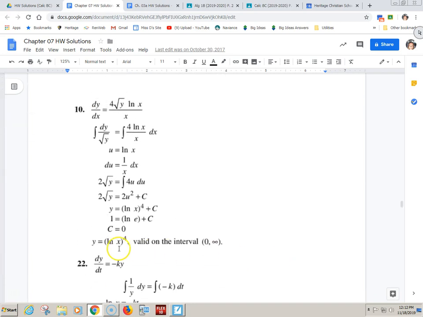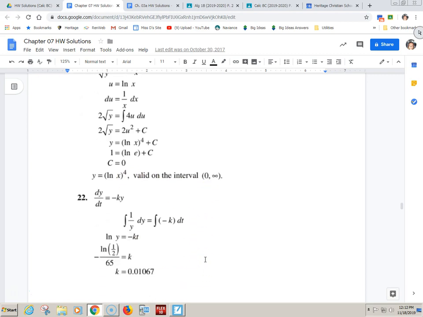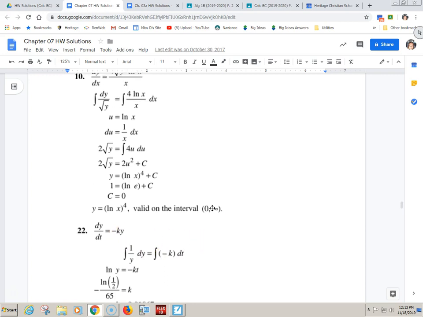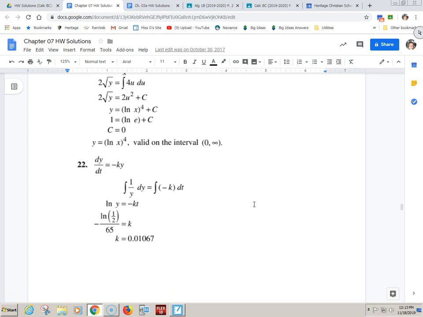Number 10 is another separable one. Did you guys get that 4 does not come in front? Because it's the entire ln of x to the 4th. It's not ln of x to the 4th. It's ln of x, that entire quantity to the 4th power. Just be careful. C was 0. This is just the natural domain of ln, so just discussing for which values this works. Does that mean there's no solution to this in any other interval?